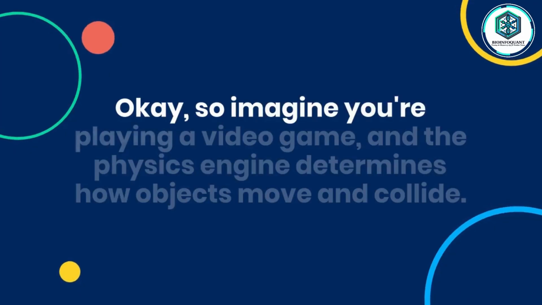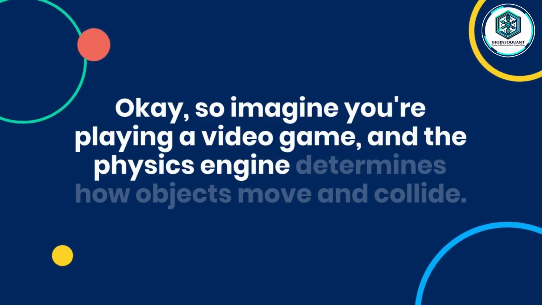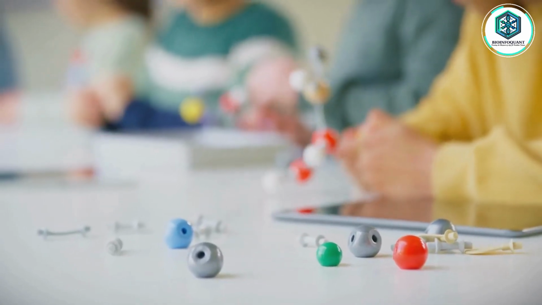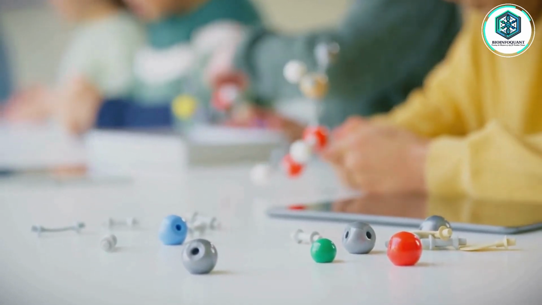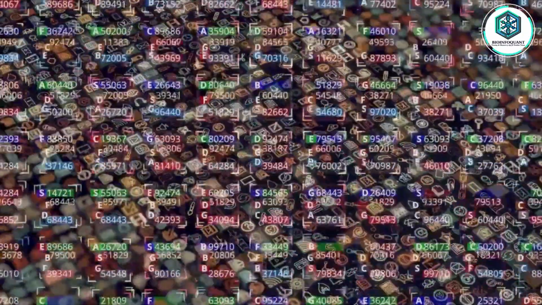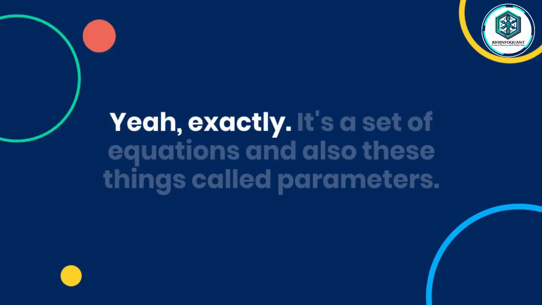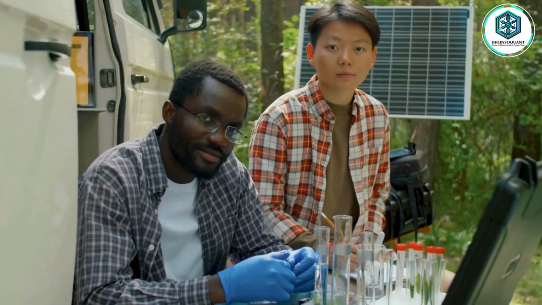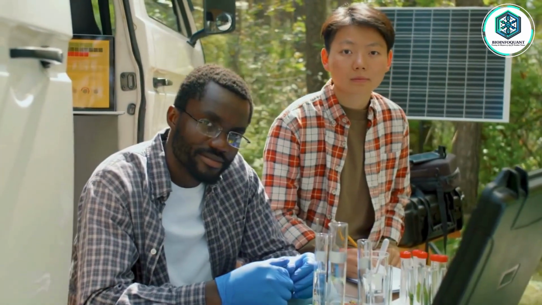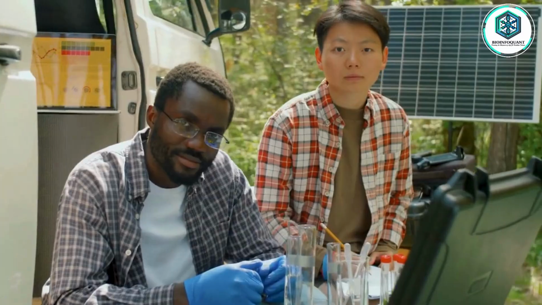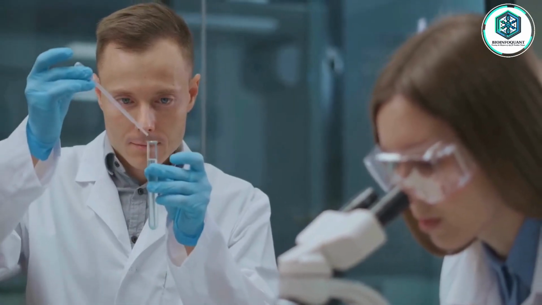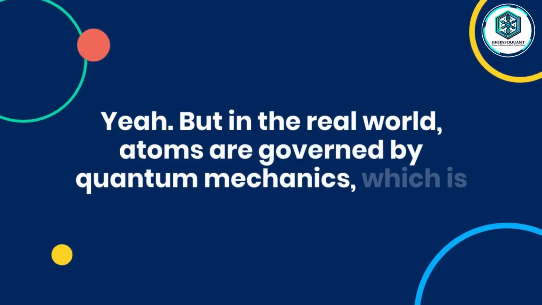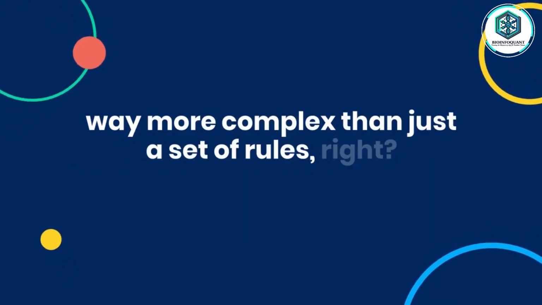Okay, so imagine you're playing a video game, and the physics engine determines how objects move and collide. Yeah. A force field is kind of like that physics engine, but for atoms and molecules. So it's the set of rules that determines how our atoms behave, right? Yeah, exactly. It's a set of equations and also these things called parameters. Okay. And together, they basically dictate how atoms interact in the simulation. So it's like we're setting the stage for our little atomic play. Yeah. But in the real world, atoms are governed by quantum mechanics, which is way more complex than just a set of rules, right? It is.